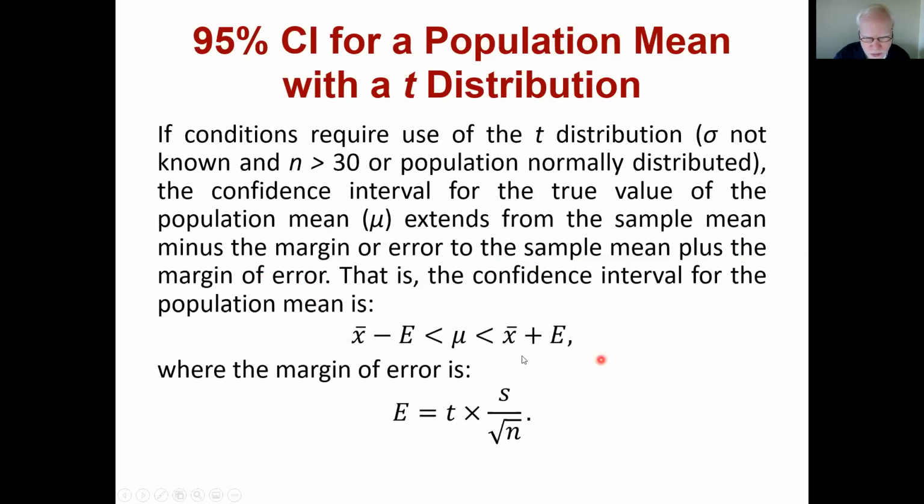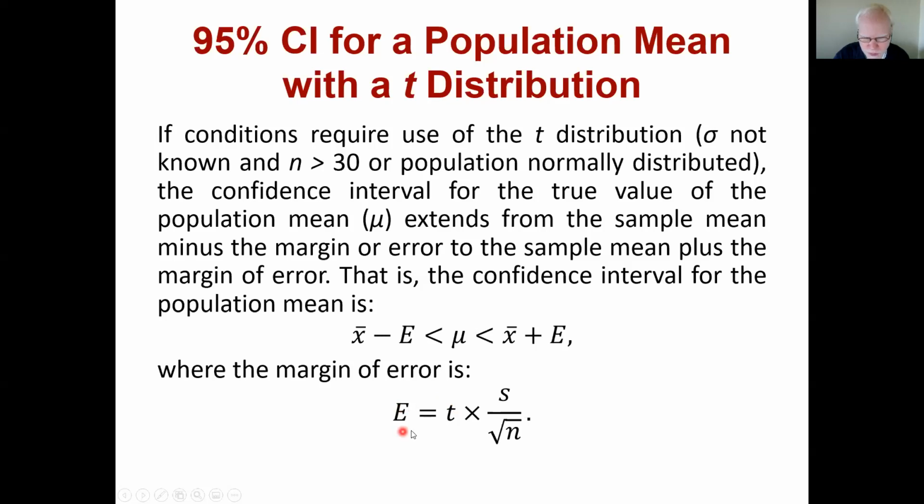So this is the exact same as what we saw last time. The confidence interval formula for the population mean is the exact same equation. The only difference is that E has a slightly different formula, with s, the sample standard deviation, replacing the population standard deviation, and t, which we just found on the previous slide, replacing the constant that we had.